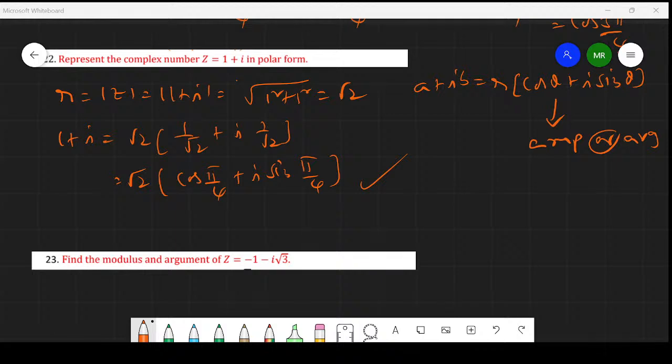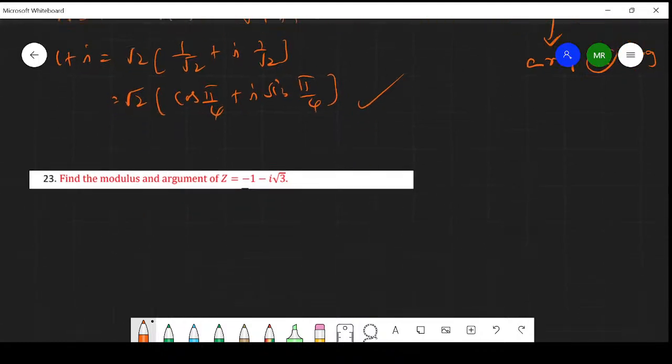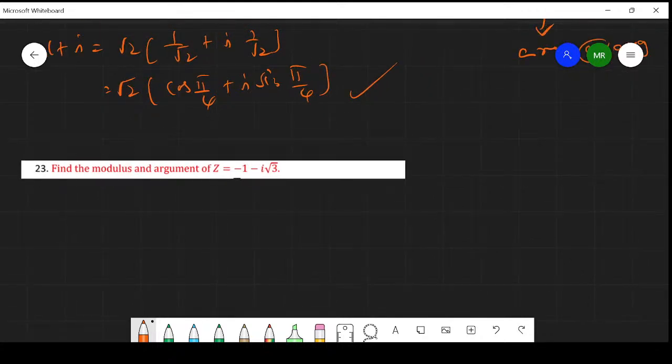Now see the next one. They are asking to find the modulus and argument. Find the modulus and argument of minus 1 minus i root 3. The complex number is given in the third quadrant. This is minus 1 minus root 3 i, in the third quadrant.